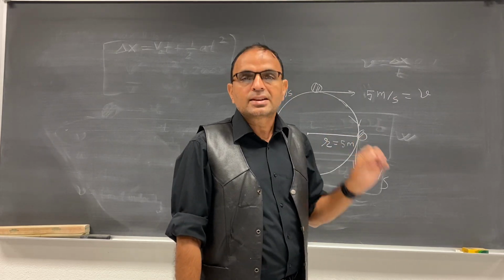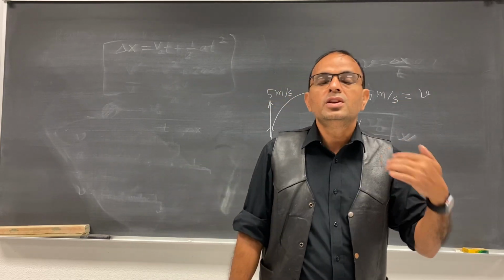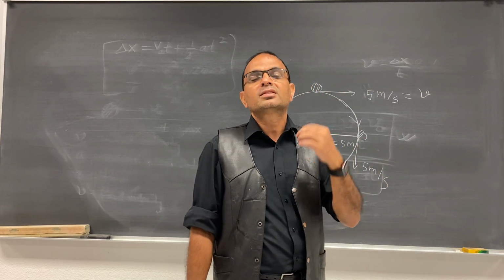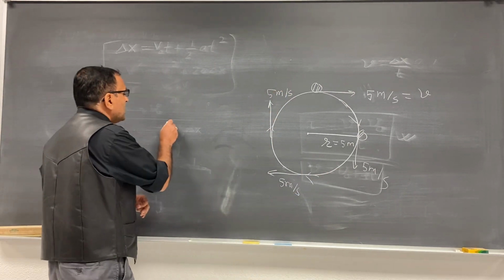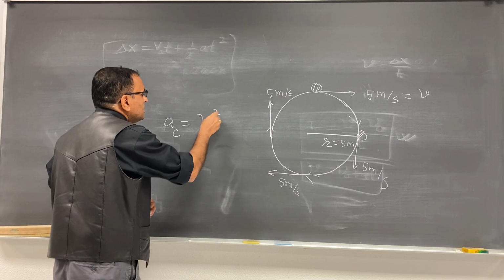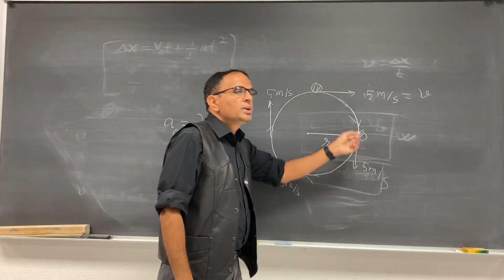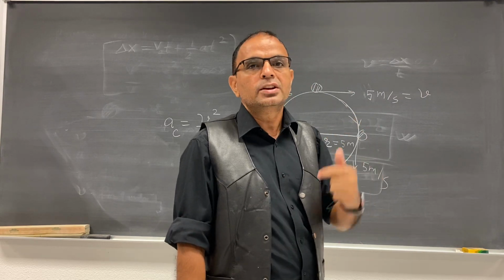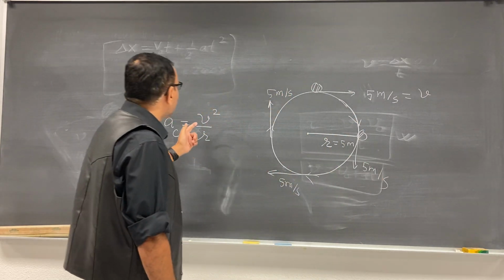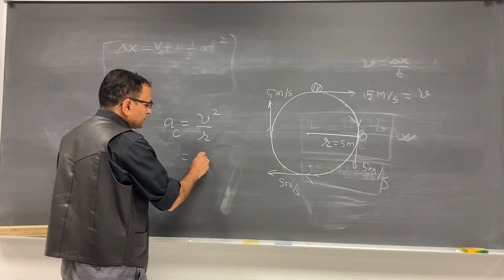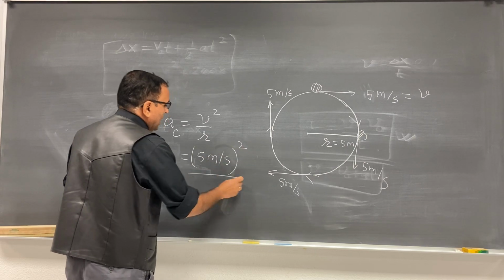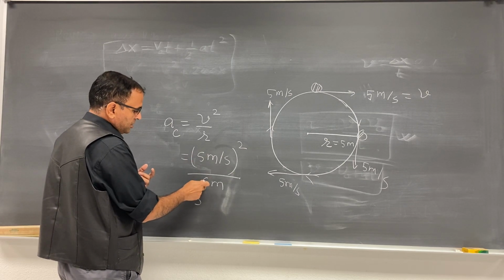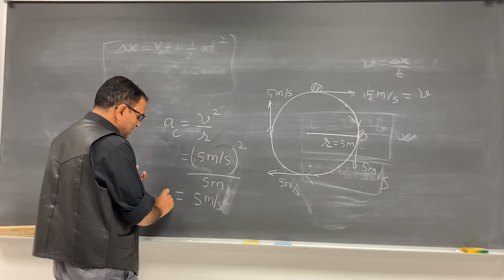But still the object is accelerating. If the object is moving in uniform circular motion, there is an acceleration, and that acceleration points toward the center of the circular path. The centripetal acceleration is a_c equal to v squared divided by r. V is given as 5 meter per second, squared, and r is 5 meter. So 25 divided by 5 is 5 meter per second squared. This is the centripetal acceleration.